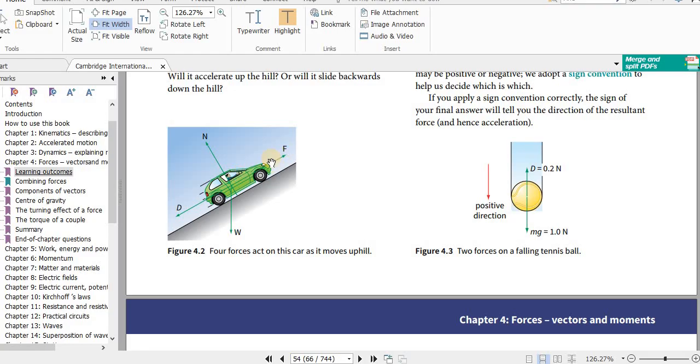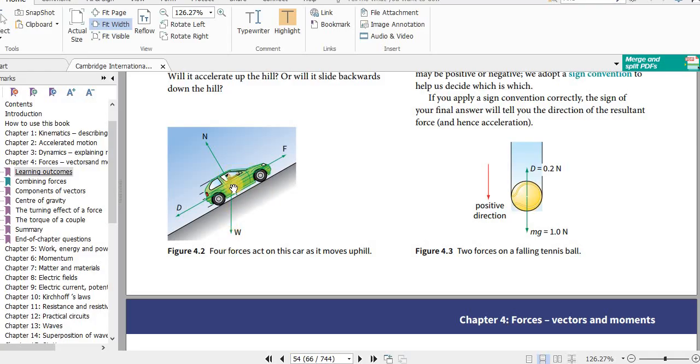Then this force is, we can say, the driving force, also called the engine thrust. This is the drag or the air resistance, or we can say these are all the frictional forces acting on the car. So it can be the air resistance plus the friction acting between the wheels, other frictional forces acting on the car, we can say.